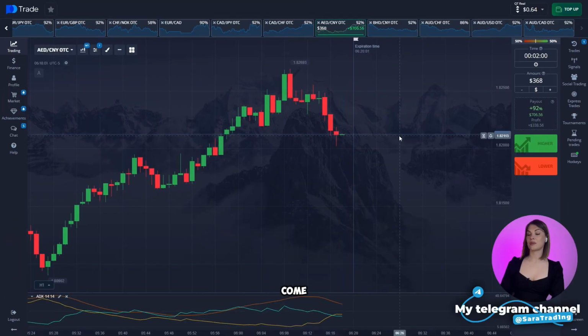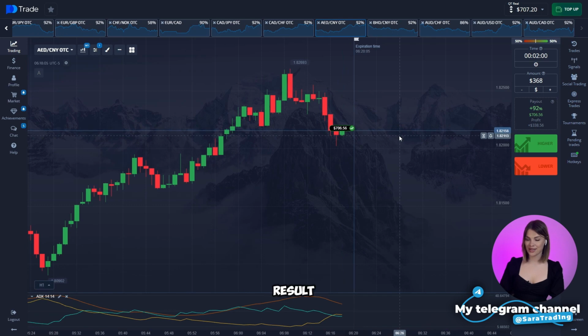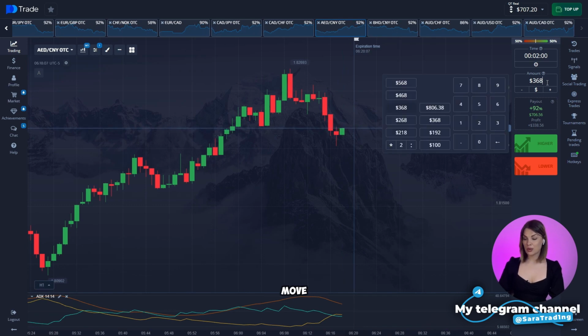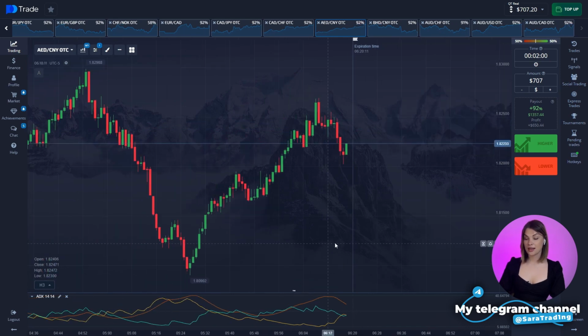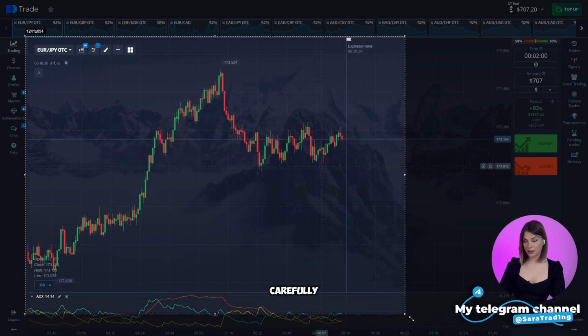Our next deal has come to an end. $707 on our balance. Excellent result. We set this amount and move on to the next currency pair. So friends, we are working with this asset. We begin to analyze the situation. Look carefully at the chart.